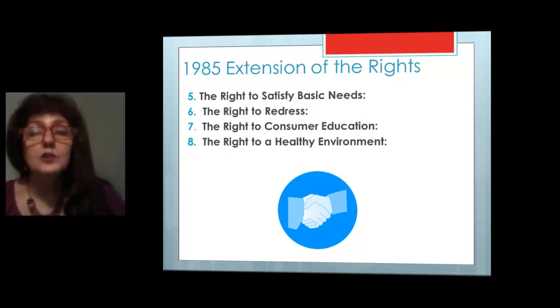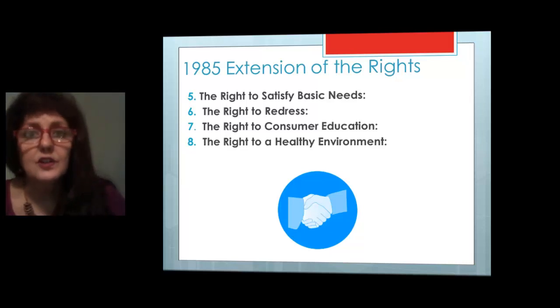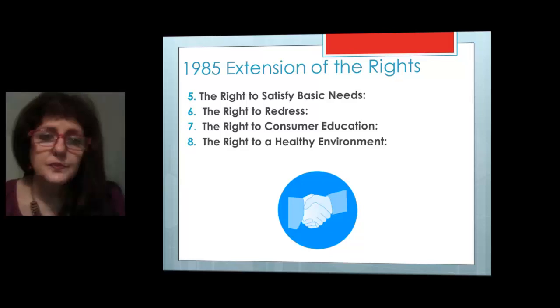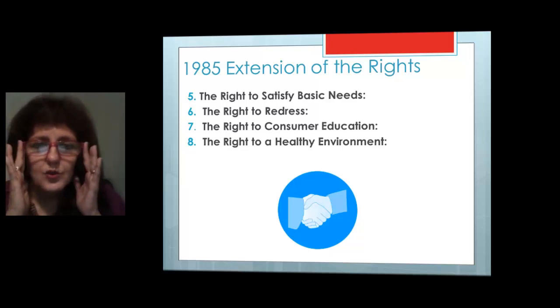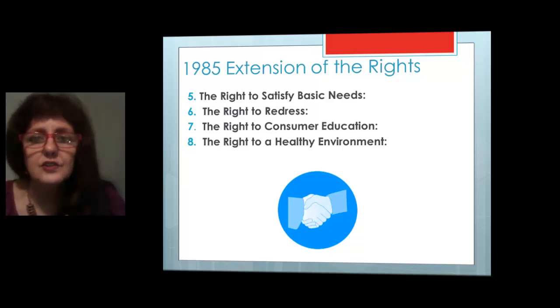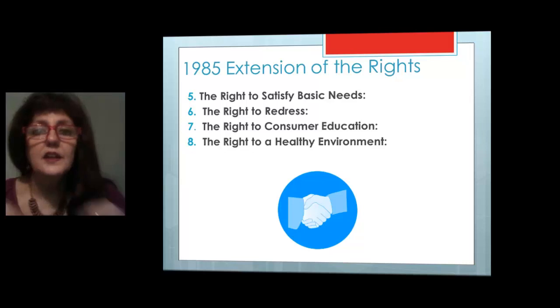We need to know how the products are made and how we use them, and we need all the information available. The right to a healthy environment is very important because it's a concern for future generations too. At work or at home, consumers have the right to a non-hazardous environment in the present moment and in the future.